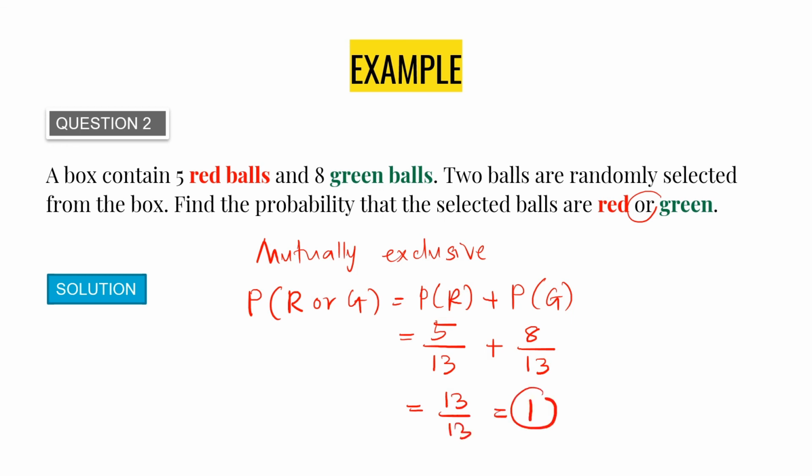What does it mean? That means, yes, it is certain, confirmed, you will get either a red or green ball when you select 2 balls from the box. It means a sure outcome, obviously going to happen.